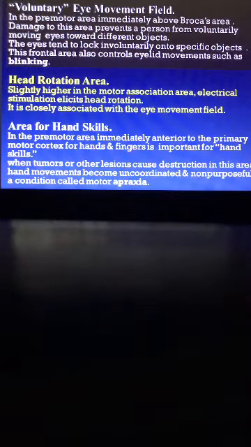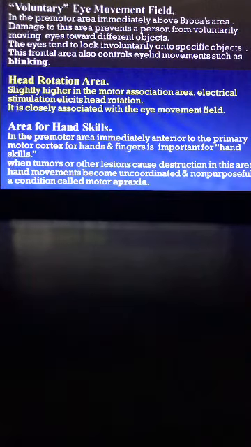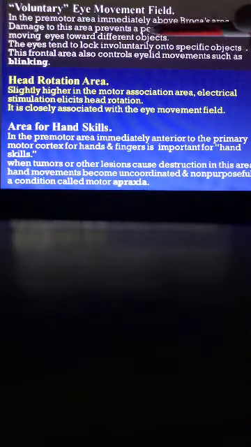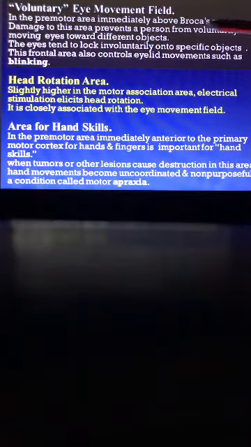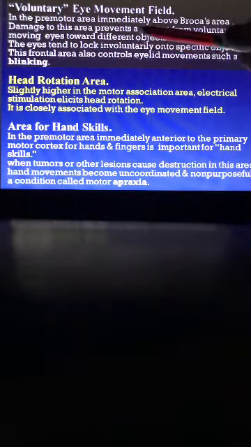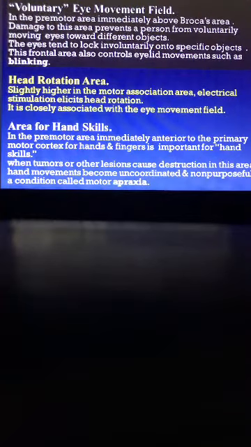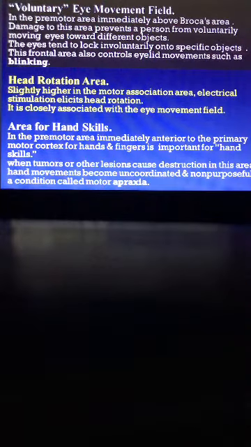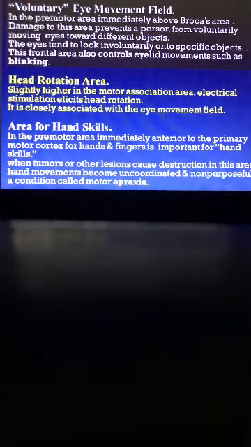Number 2, voluntary eye movement field located in the premotor area immediately above the Broca area. Damage to this region prevents a person from voluntarily moving eyes toward different objects, and the eyes tend to lock involuntarily onto specific objects. راح تندار both eyes، يعني تندار عيون المريض باتجاه معين، اما باتجاه الرايت او باتجاه الليفت، وتبقى بهذا الاتجاه involuntarily.